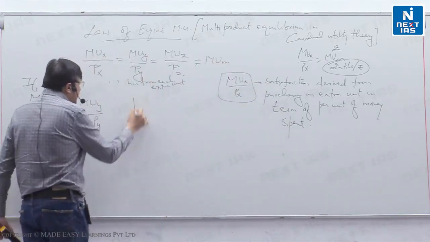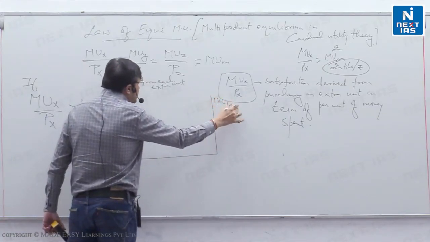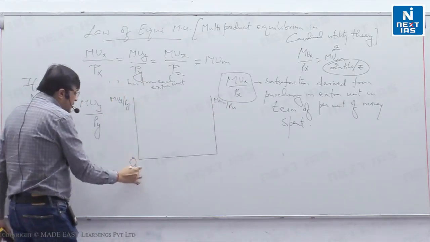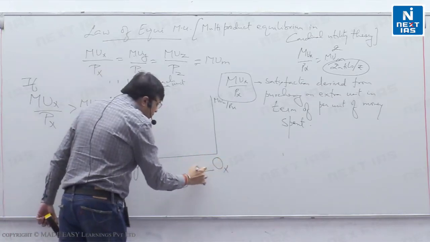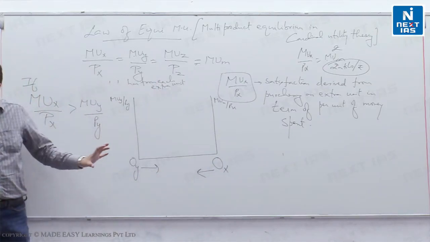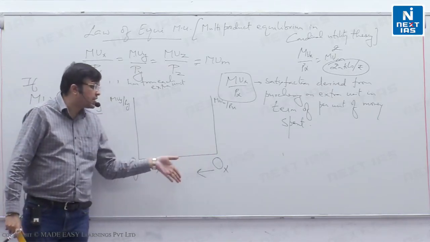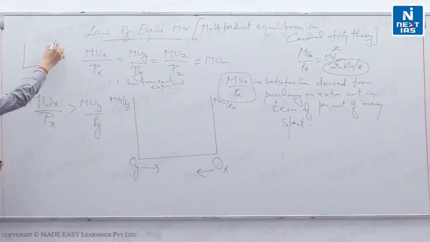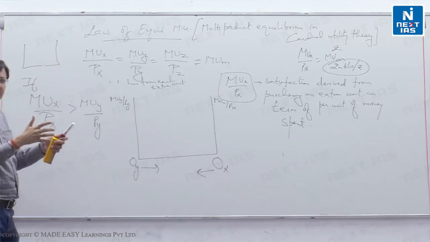Graphically speaking, I can take a graph like this: MUX by PX, MUY by PY, origin of Y, you buy more Y as you go this side, origin of X, you buy more X as you go this side. These are your vertical axes. One axis is like this and another axis is like this, and I joined them. The two different axes and I join them.